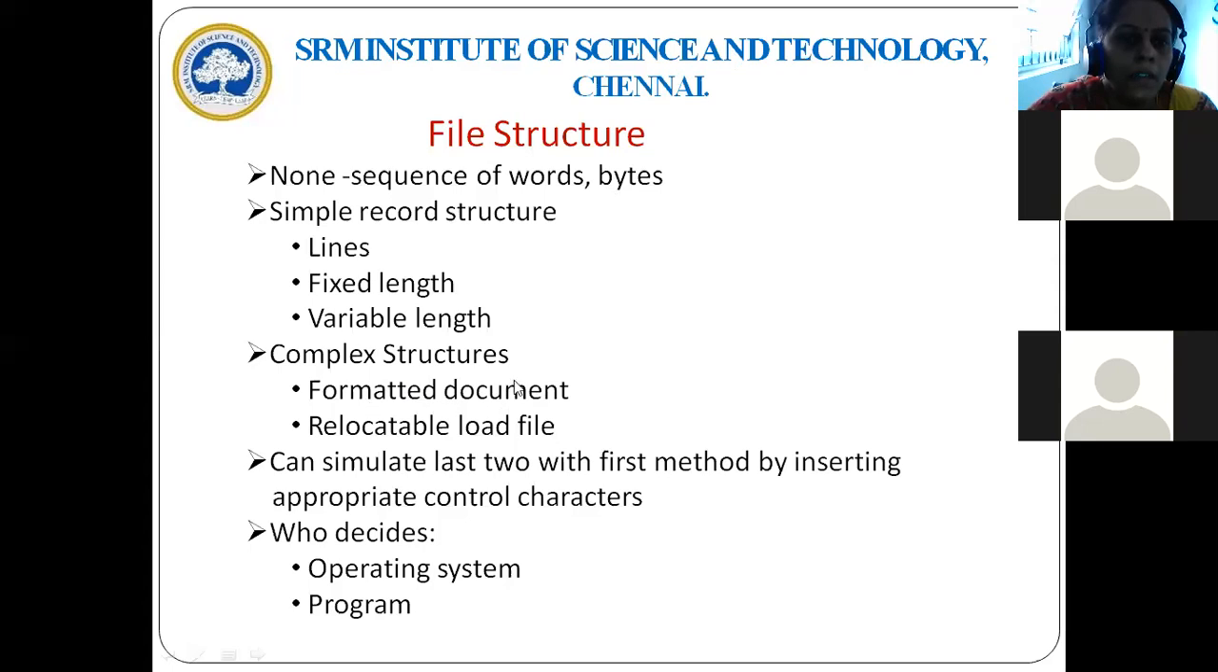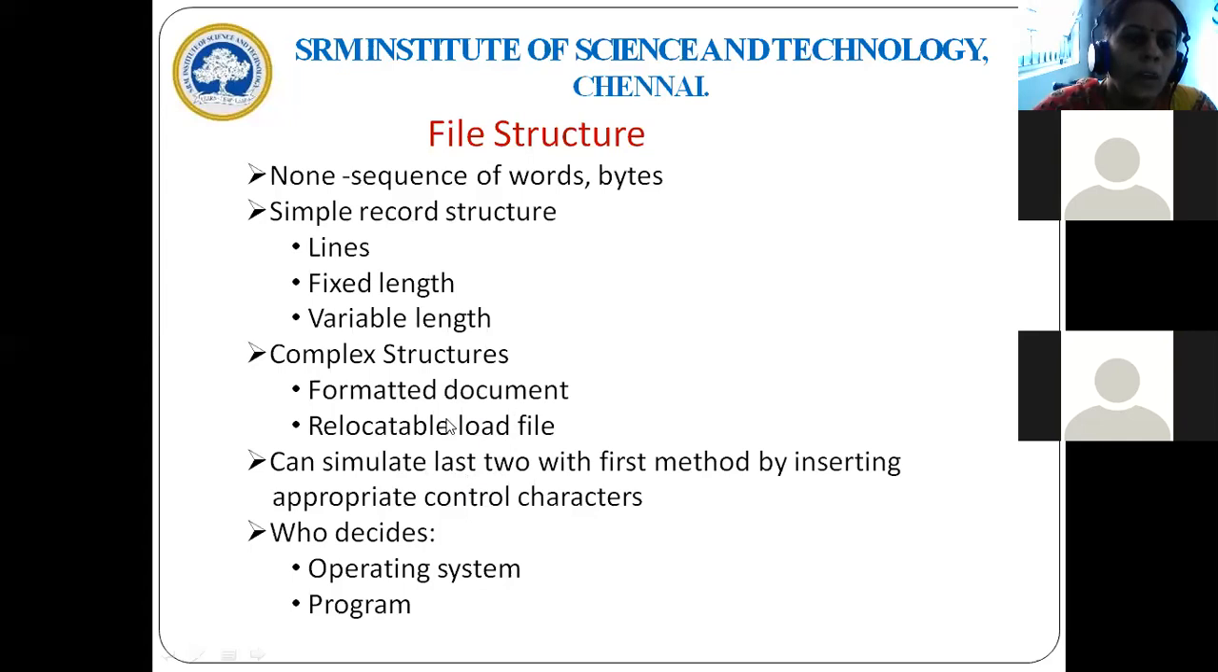So complex structures include the formatted document and the relocatable load file. Formatted document means we are going to format the documents. Documents are nothing but your files, which may be available in any one of the formats. The second one is the relocatable load file. Every time you move a file into main memory, it may not be stored in the same location. Wherever there is free space available in the main memory, the operating system will move that file into that place. That is called a relocatable load file. That is somewhat more complex than your simple record structures.